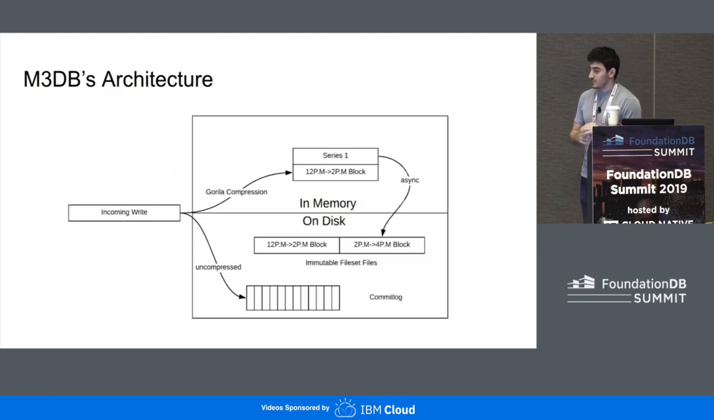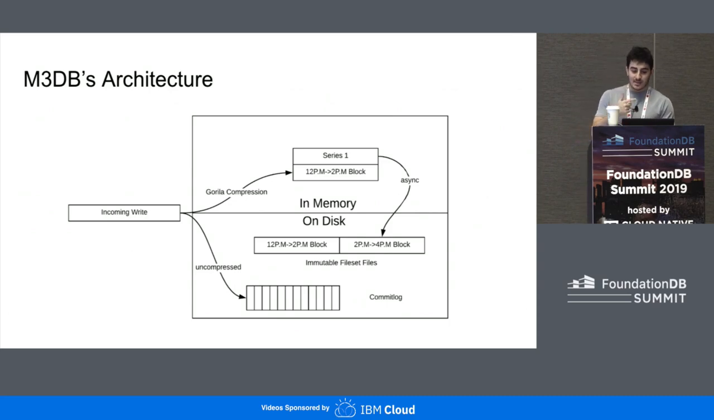So, just to briefly go over M3DB's architecture, the way things work is writes are coming in constantly, and once they arrive at an individual M3DB node, two things happen in parallel. They get Gorilla compressed in memory and basically buffered, and at the same time, they're written in uncompressed form to the commit log. So that if a node dies and comes back up, it can just read its commit log, restore the in-memory compressed state, and keep chugging.